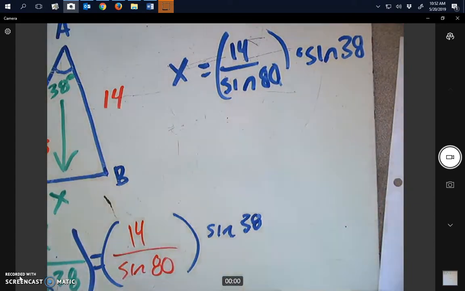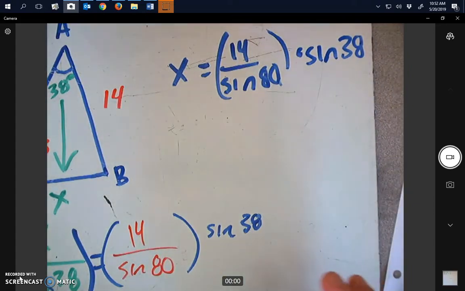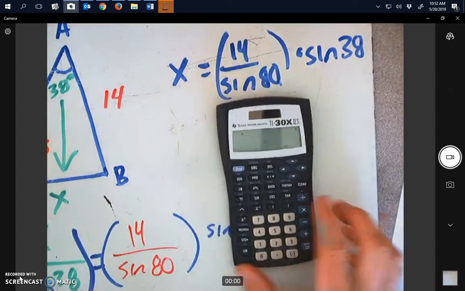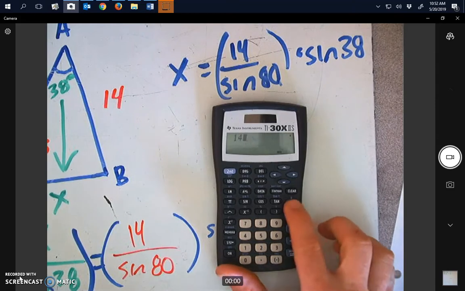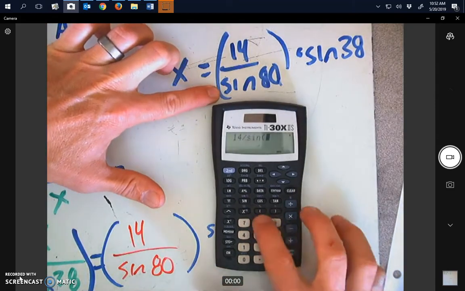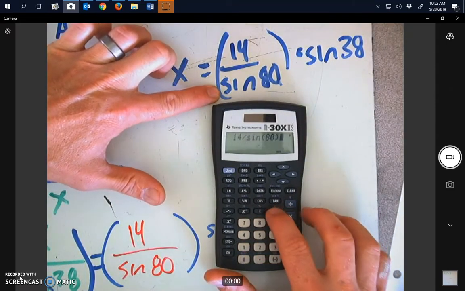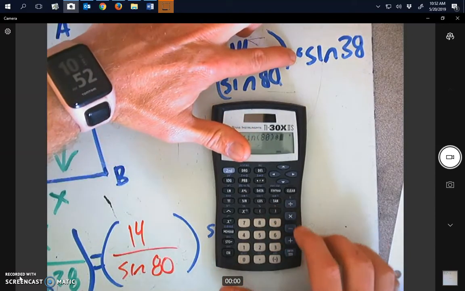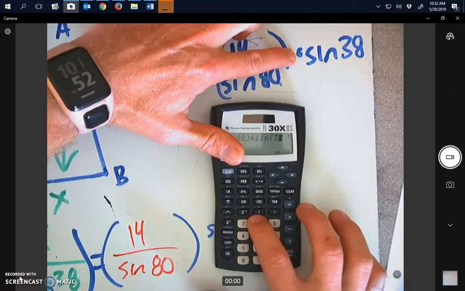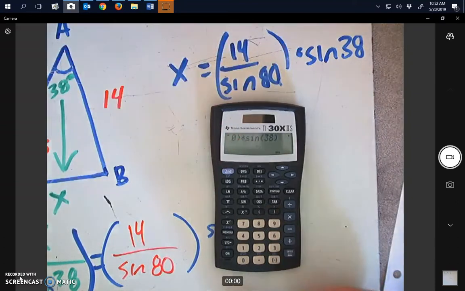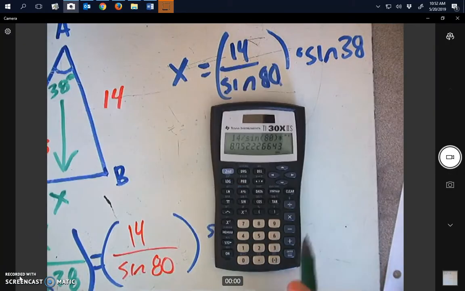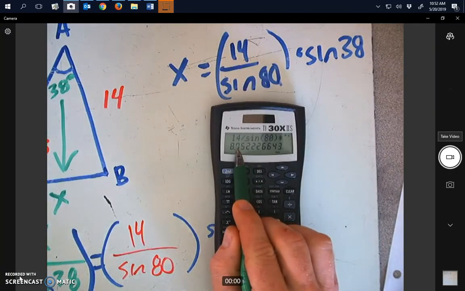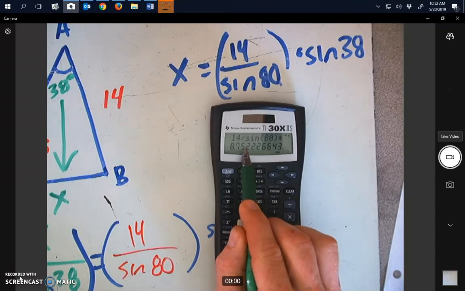So, we'll go to our calculator and type it in. So clear it out. We have 14 divided by sine of 80, close the parenthesis out, times sine of 38, and close the parenthesis out, equals 8.75. The question asks us to round it to the nearest tenth, so we need to round our 7 up to an 8 because this is a 5. So 8.8.